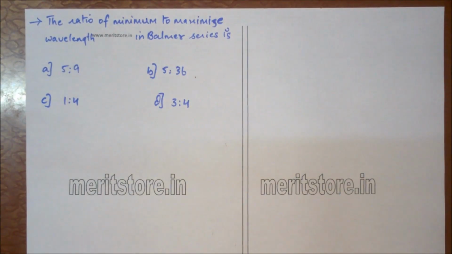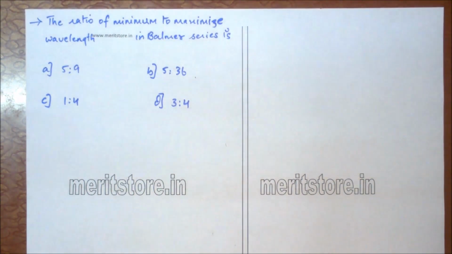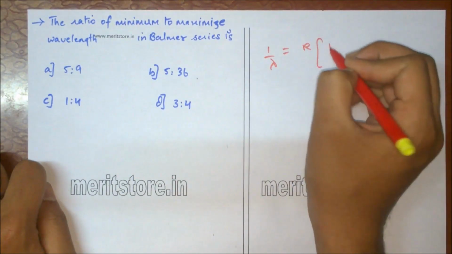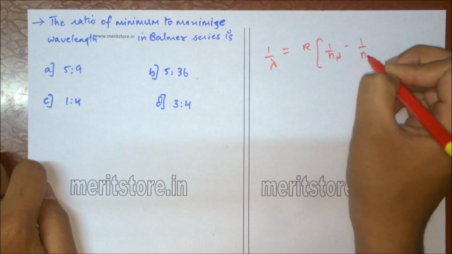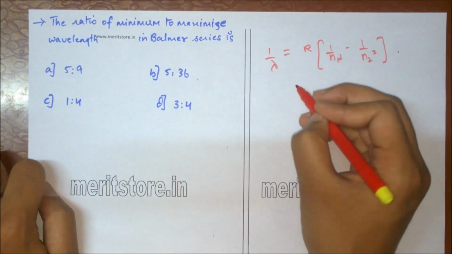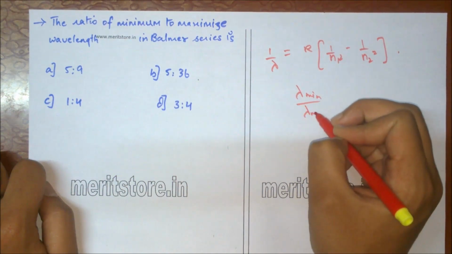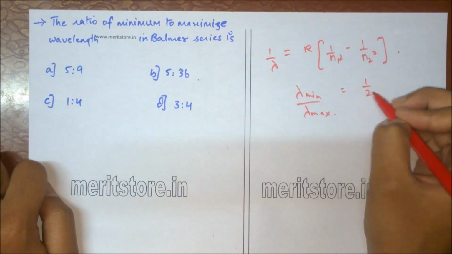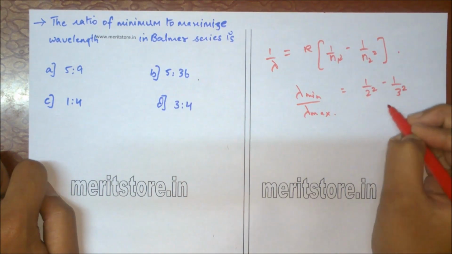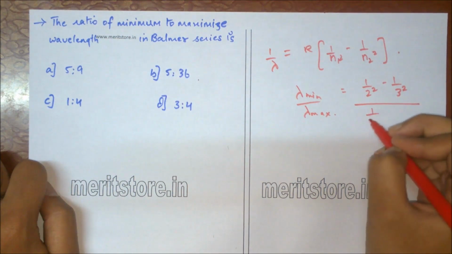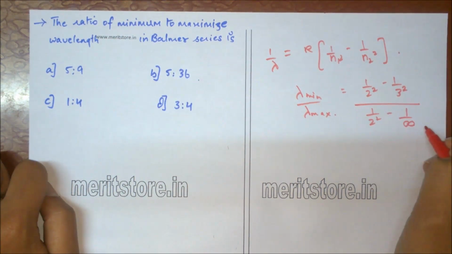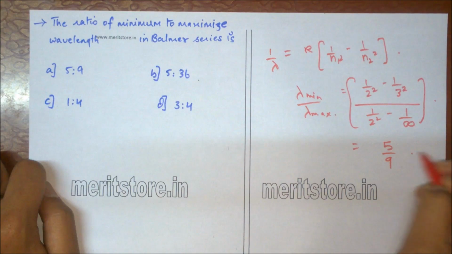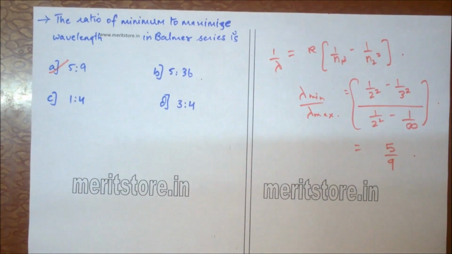The ratio of minimum to maximum wavelength in Balmer series is, we know that 1 upon lambda is equal to R into 1 upon n1 square minus 1 upon n2 square. So lambda minimum upon lambda maximum of Balmer series can be written as 1 upon 2 square minus 1 upon 3 square divided by, for maximum, 1 upon 2 square minus 1 upon infinity. On solving this, we get 5 upon 9. So option A is the correct answer.